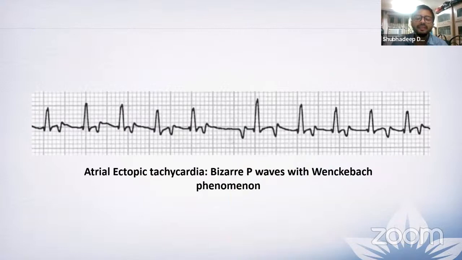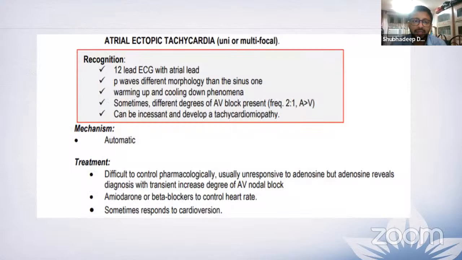Again, this is another tachycardia we often come across in the ICU. This is an atrial ectopic tachycardia. You can see that this is a narrow complex tachycardia, but the P waves are non-sinus, and sometimes they can have Wenckebach phenomenon too. The P wave morphology is different from your sinus one. Because this is an automatic tachycardia, it will have a typical warm-up period, that is, it develops gradually. It is one of the rhythms which is very, very difficult to control. Even if you institute different forms of treatment, not that there are many options, it takes a long time to come down.